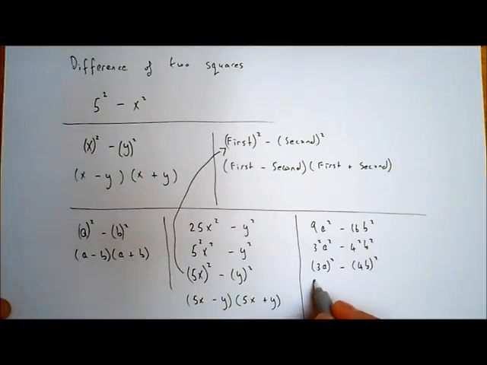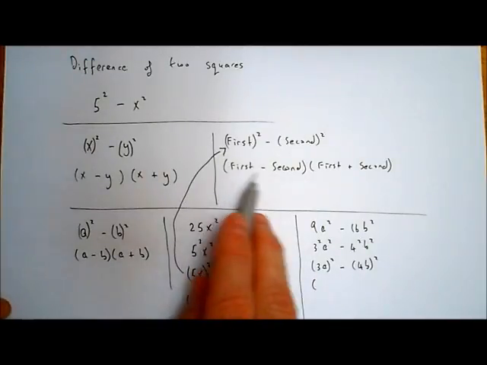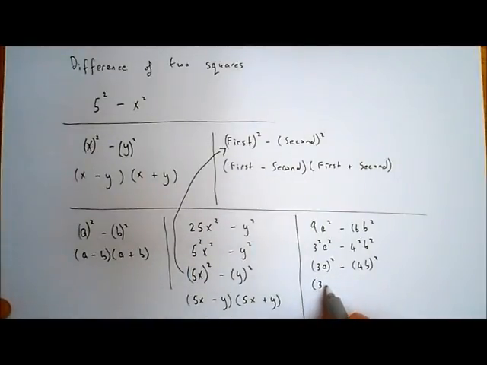So when I put it in brackets like this, it's just going to be first minus second. So 3a minus 4b, first minus second, multiplied by, and then it's going to be 3a plus 4b. So first minus second multiplied by first plus second. Okay, let's have a look at a, I don't think it's too hard, but a little bit of a harder one.